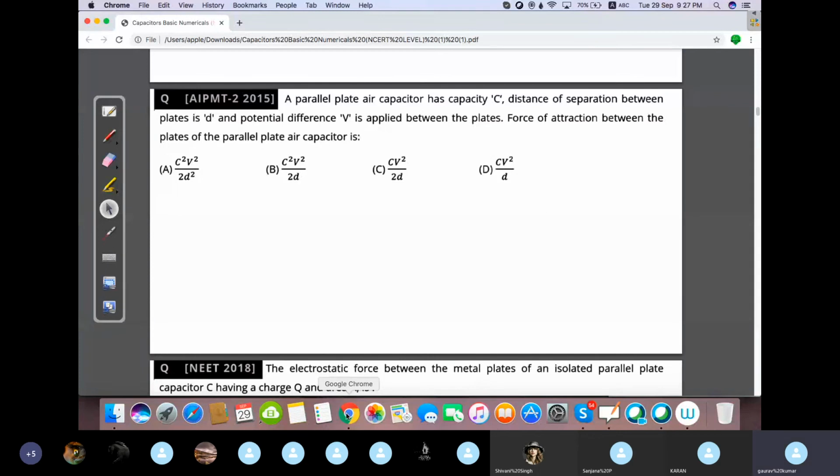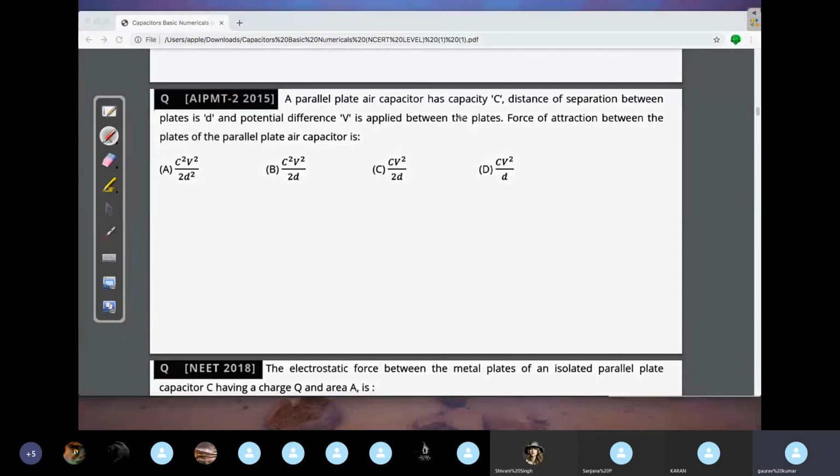Okay, let's solve this question. It's actually a very easy question. You have two plates. The potential difference between these two plates is given to be V. C is the capacitance. The charge is plus Q here, the charge is minus Q. C is what? Q upon V.